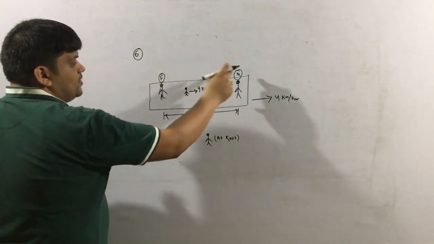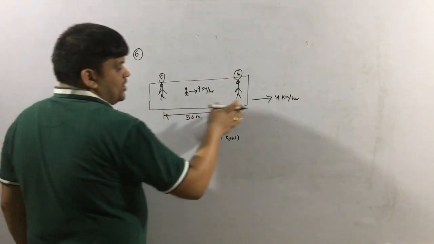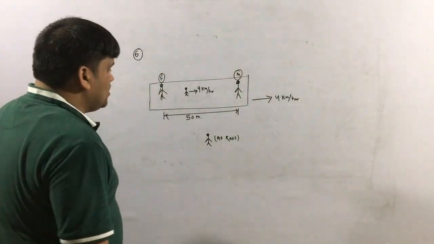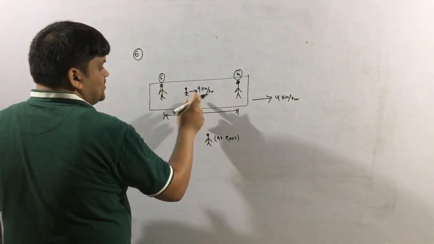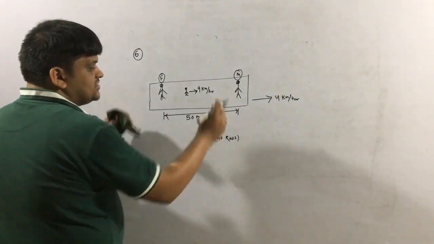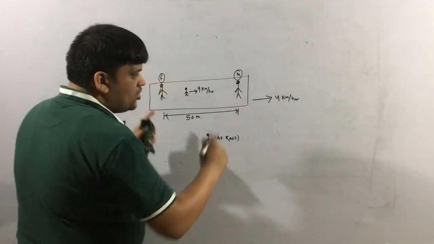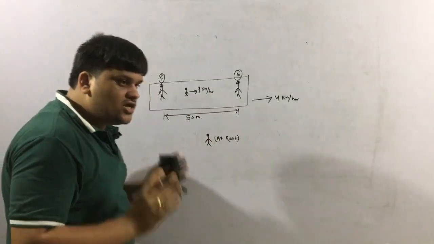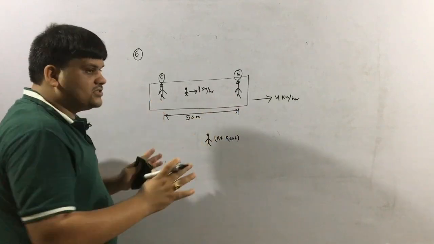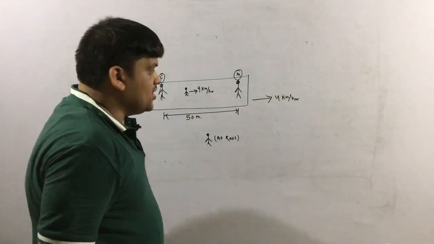There is a belt given. The belt is moving along this direction with a speed of 4 km per hour. There are parents of a child, father and mother. They are just standing on the belt. They are not moving on the belt. The total belt is moving, but this father and mother are just standing stationary on the belt.